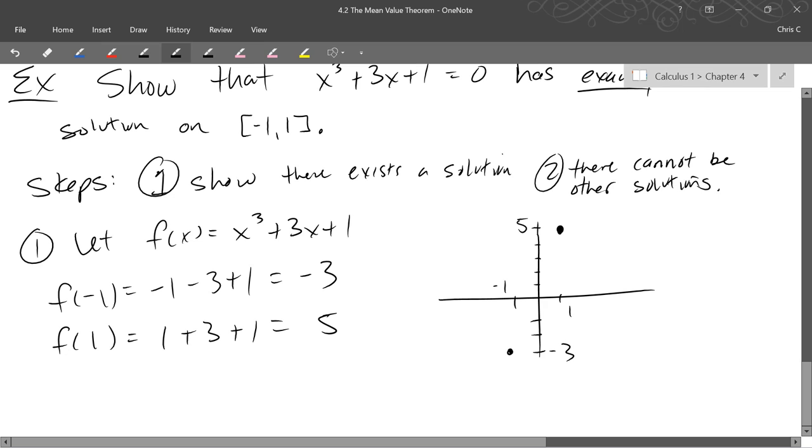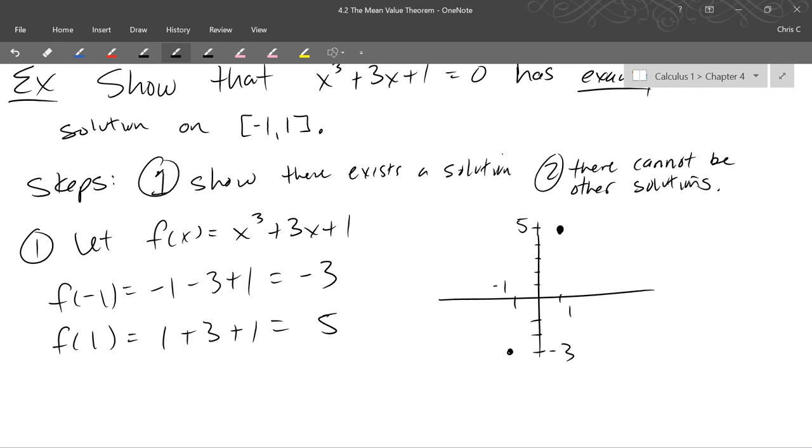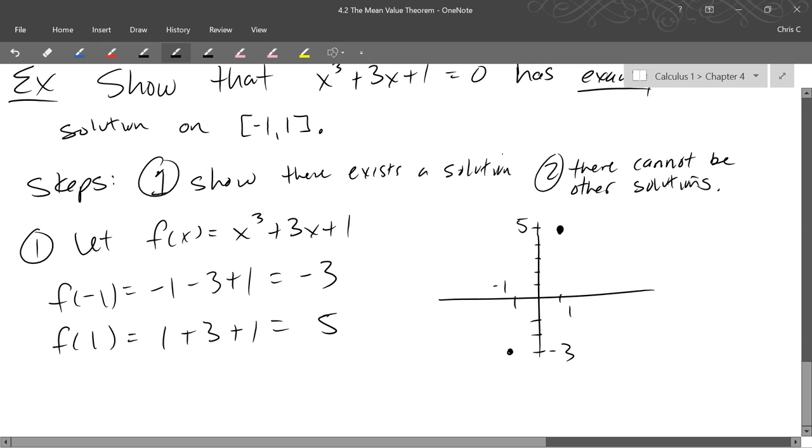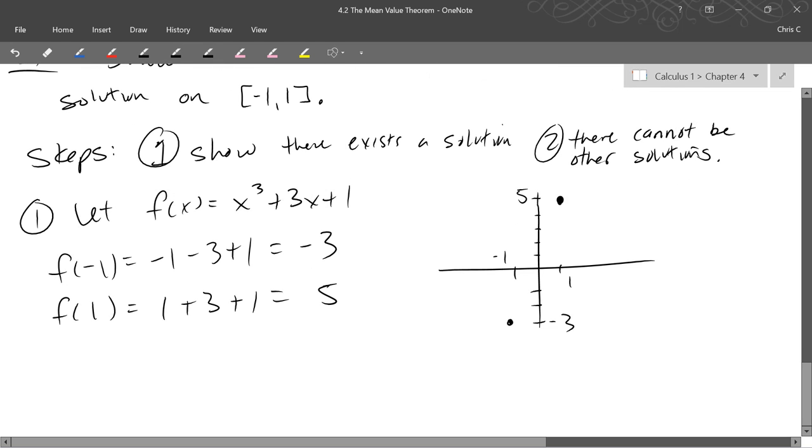So I'm not plotting the entire function, just plotting two points of this function. Is this function continuous between negative 1 and 1? Yes. Why is it continuous? We're going to use the intermediate value theorem. So f is continuous because of the polynomial.